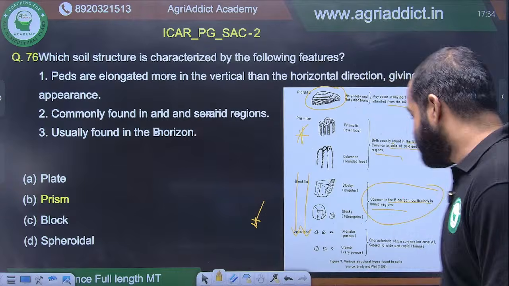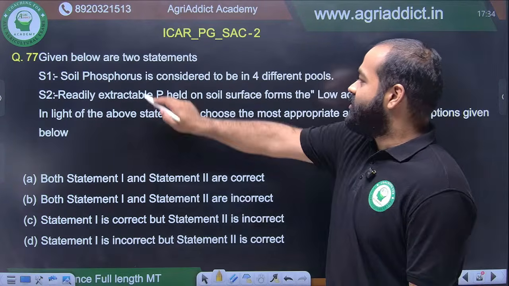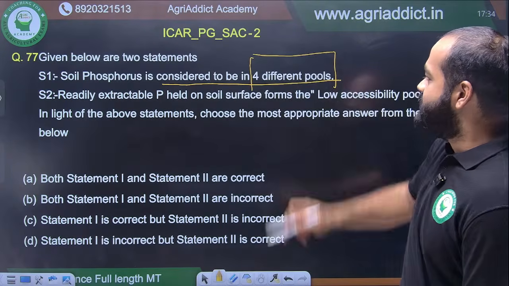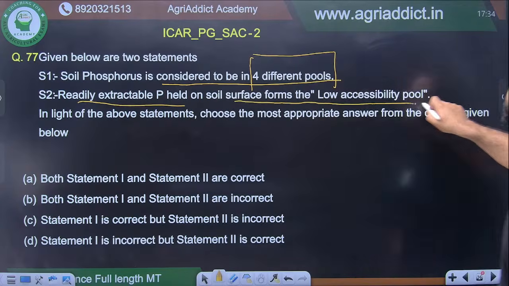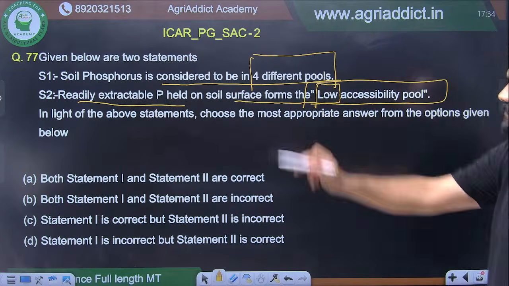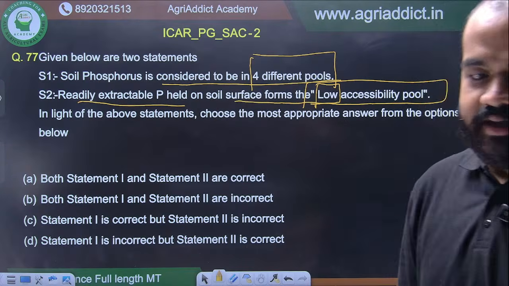All right, moving on. Given below are two statements. Soil phosphorus is considered to be in 4 different pools. Readily extractable P held on soil surface forms the low accessibility pool. In light of the above, tell me which are correct and which are not.